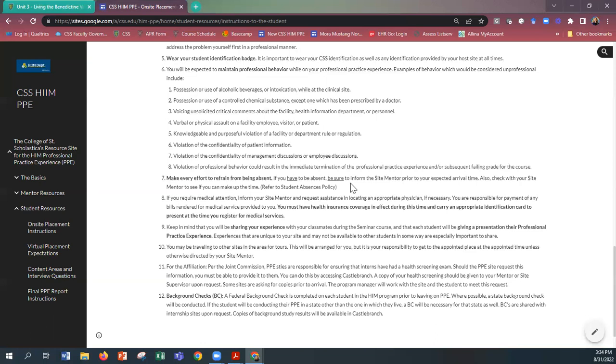Just again, keep all of that information and those things confidential. The other thing is if you are given copies of documents during meetings and you take them with you, make sure that you ask the mentor if it's okay that you take them with you, or turn them back in if it's something that you don't think you need. But always ask, okay? And then lastly, violation of professional behavior could result in the immediate termination of the PPE and or subsequent failing grade for the course.